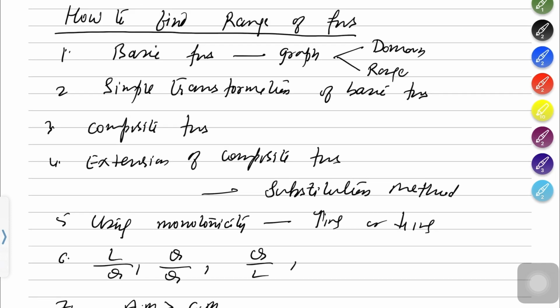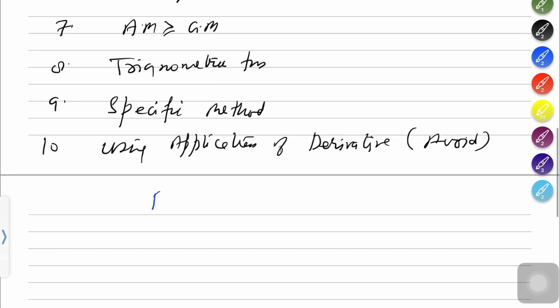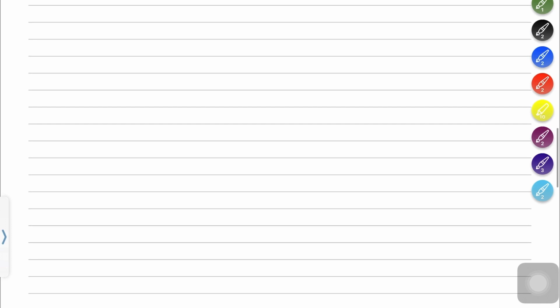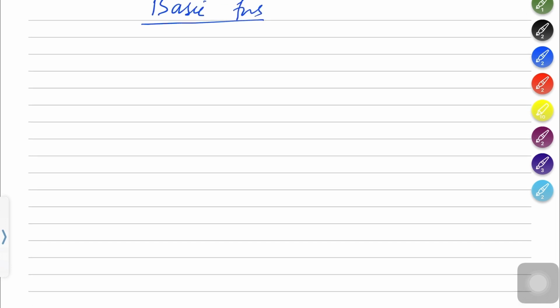So we'll go by the first method, that is a basic function. Basic function means we should know the graph of the function.